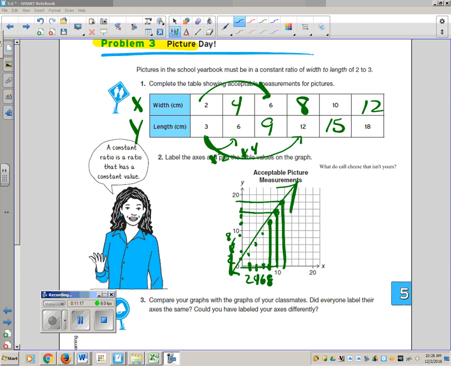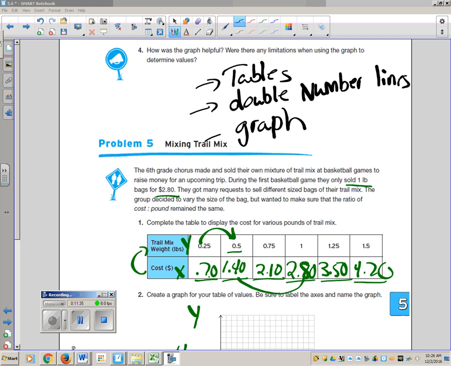Oh, and one last thing. First joke of the year has been introduced by Peyton, as we like to call her. What do we call cheese that isn't yours? Peyton wants to know, what do you call cheese that isn't yours? That's called nacho cheese. Thanks, Peyton. That was great.